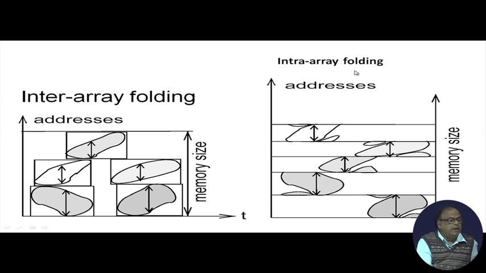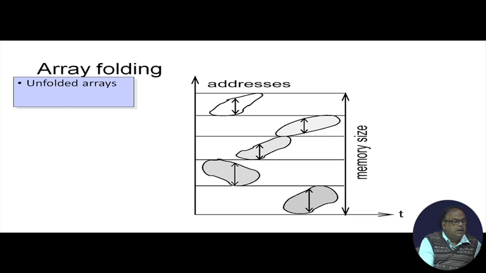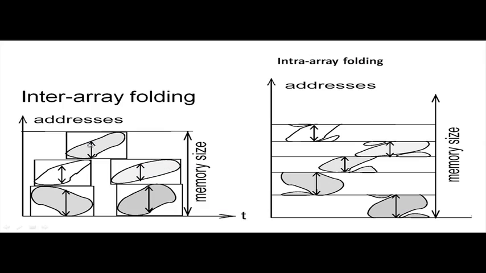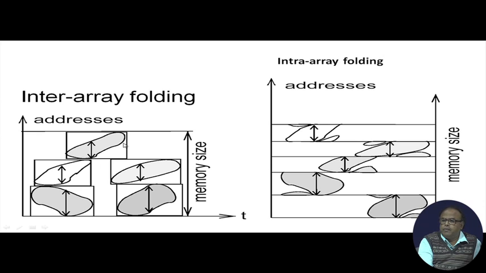The main point that I would like to emphasize are these two compiler optimization techniques. Okay. So, this is clear, right? Inter-array folding is clear to all of you.